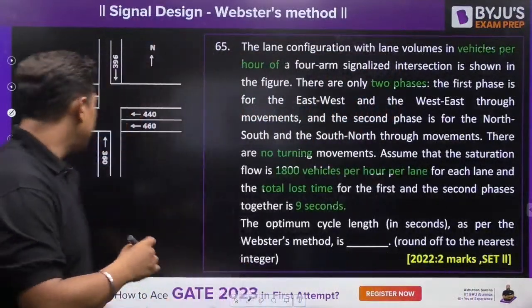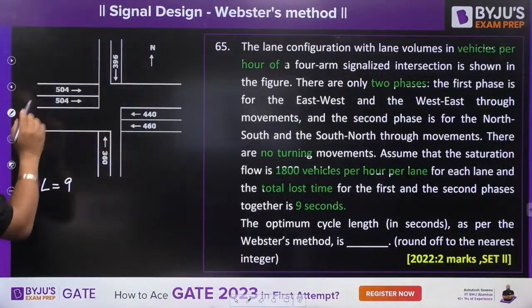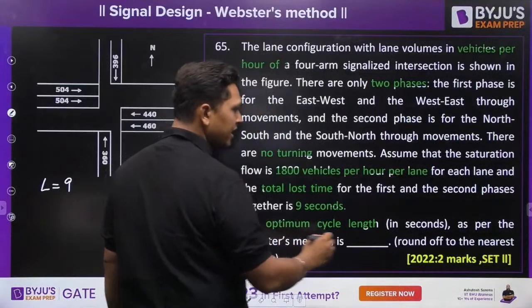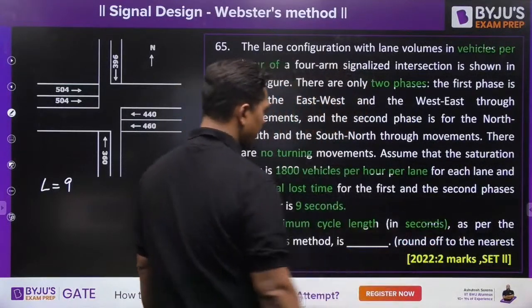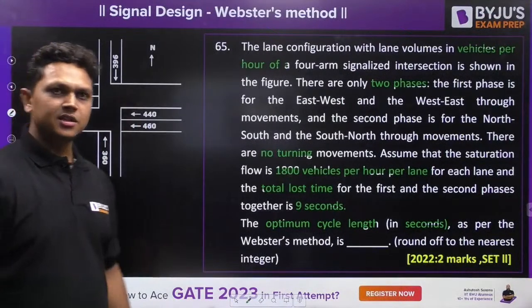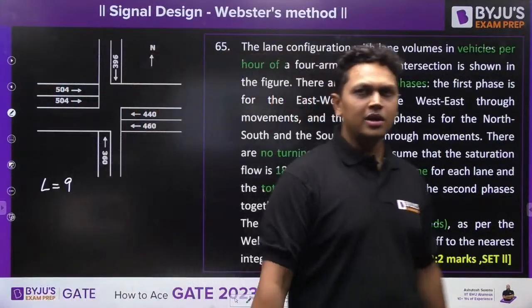You are asked to calculate what is the optimum cycle length in seconds as per the Webster's method rounded off to the nearest integer. Can you calculate this question?